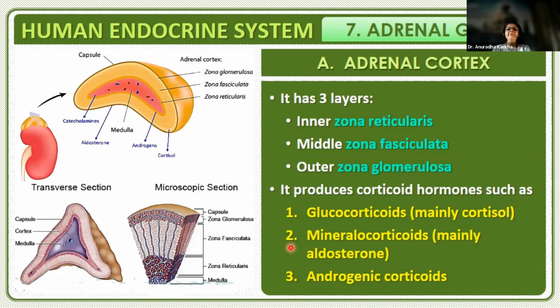See, it produces corticoid hormones such as glucocorticoids, mainly cortisol, mineralocorticoids, mainly aldosterone, and androgenic corticoids. So three corticoids. They are made by the cortex, hence corticoids. Why are they called corticoids? Because they are the secretion of the cortex. Glucocorticoids we have seen in the digestion chapter. Mineralocorticoids were also seen in the digestion chapter, and androgenic corticoids we have seen in the human reproduction chapter.